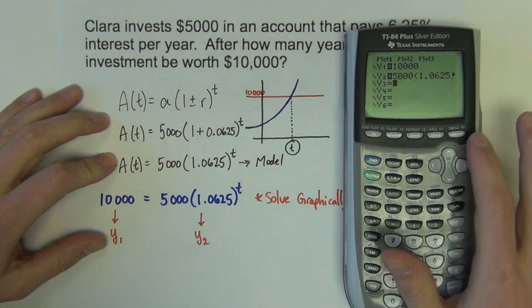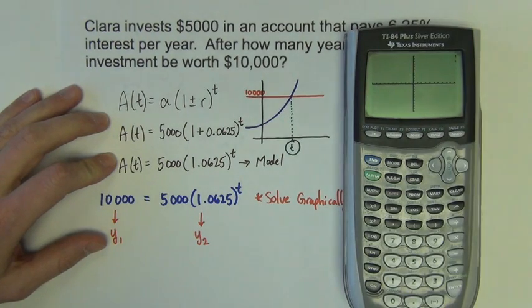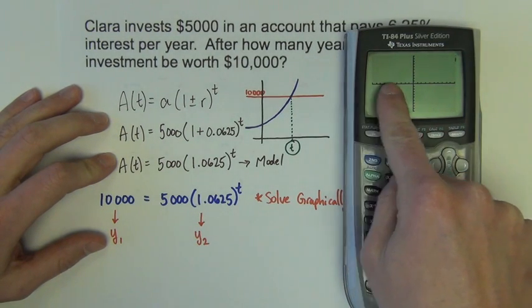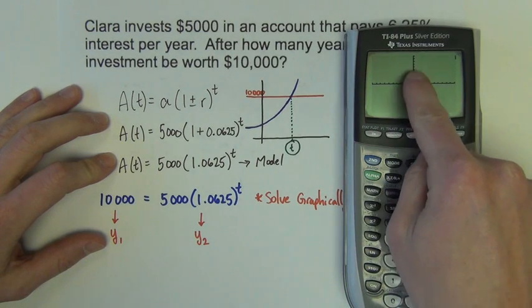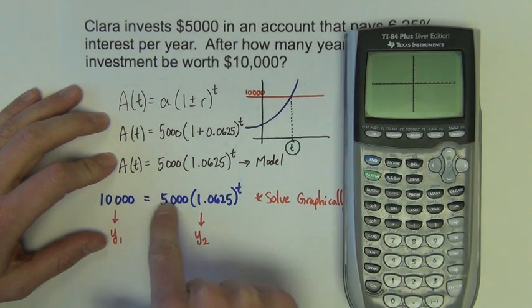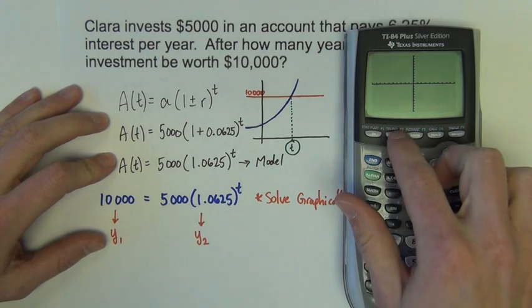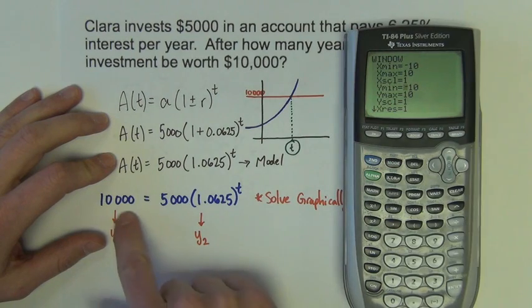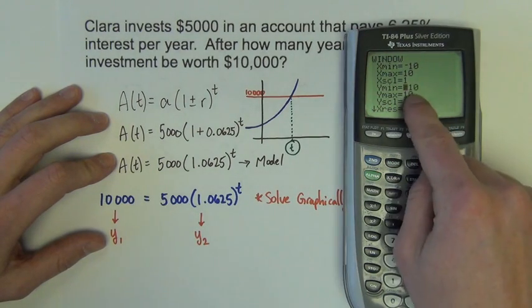Now, if I just push graph right now, you'll notice that on your calculator you get a screen that doesn't show you anything. And that's because the normal scale on the graphing calculator goes -10 to 10 and -10 to 10. And we're dealing with dollar amounts that are in the thousands. So we need to change our window. So I'm going to hit my window button here. And the y values are these dollar amounts here. And they say -10 to 10.